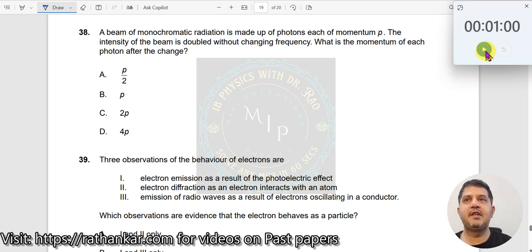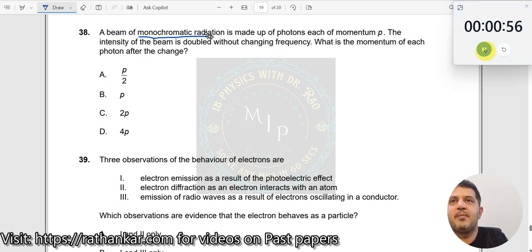Question number 38. A beam of monochromatic radiation. What is monochromatic radiation? Lambda is the same. It is made up of photons, each of momentum p. The intensity of the beam is doubled. What is intensity?